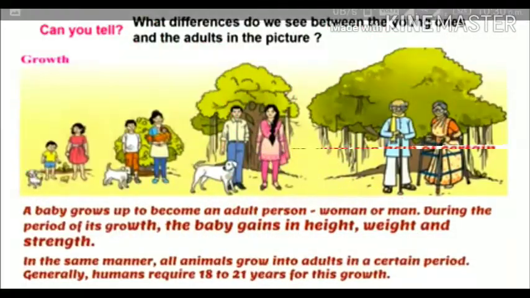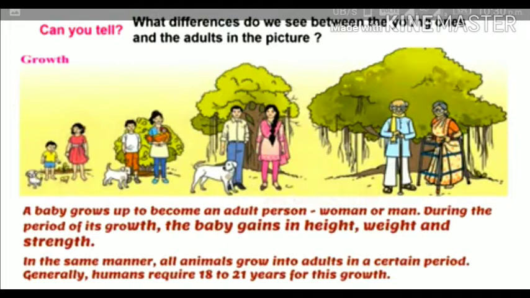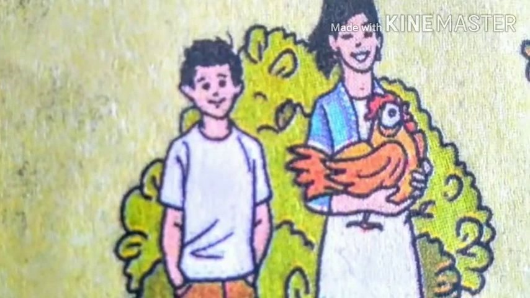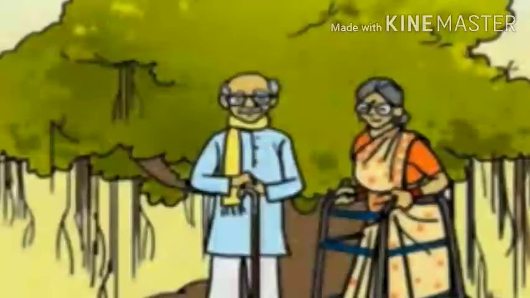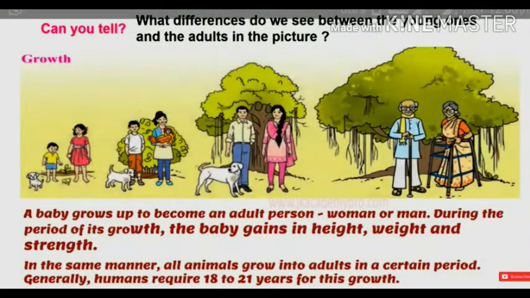Now, here, look at the picture carefully. So, what differences do you see between the young ones and the adults in this picture? In the first picture, we see two small children. Then we can see a young girl and a boy. After that, a lady and a man. And in the final picture, you can see an old man and an old woman. Along with them, we also find a small puppy, dog, chicks and a hen.